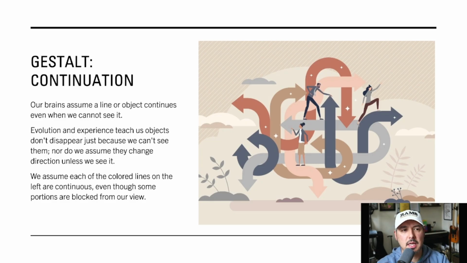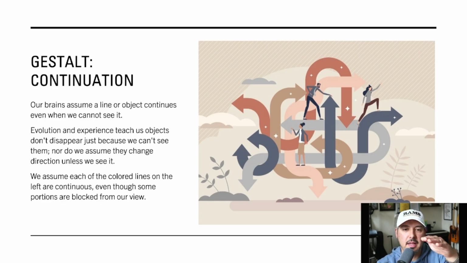Next item in Gestalt to look at is continuation. It's that our brains assume that a line or an object continues even when we can no longer see it. So look at this image and ask yourself, how many blue arrow lines are there on this screen? You probably say 2, right? Even though there's multiple points where those blue arrow lines are being covered up by other lines. That's the concept of continuation.